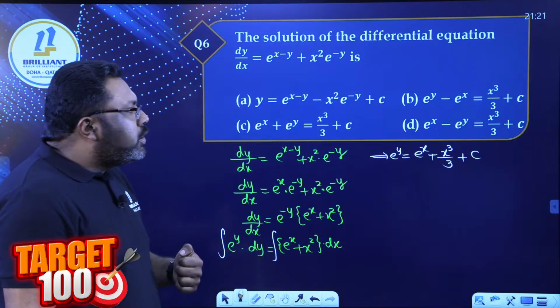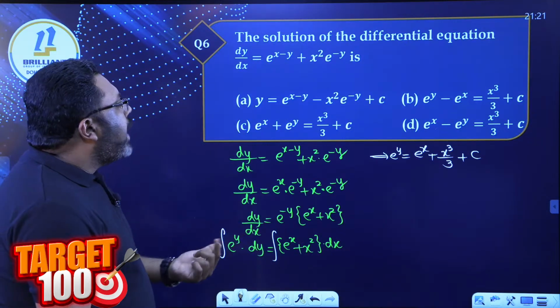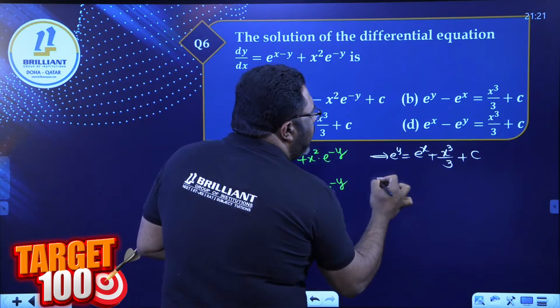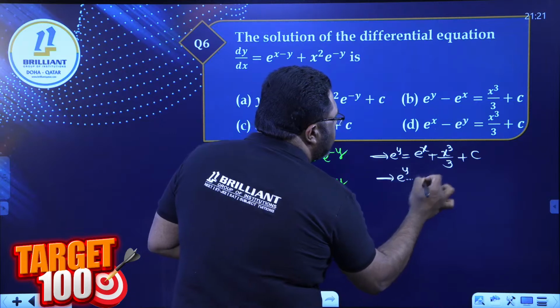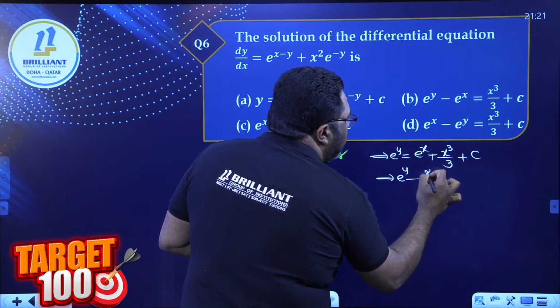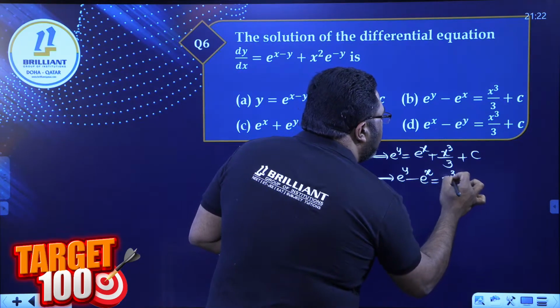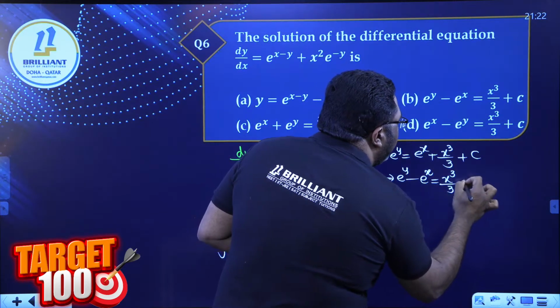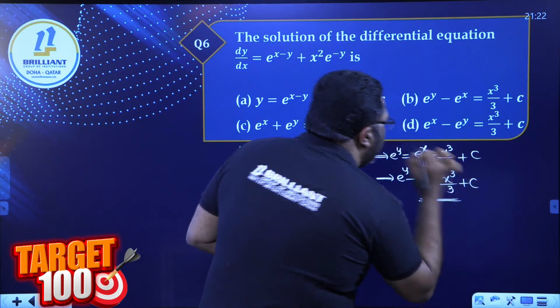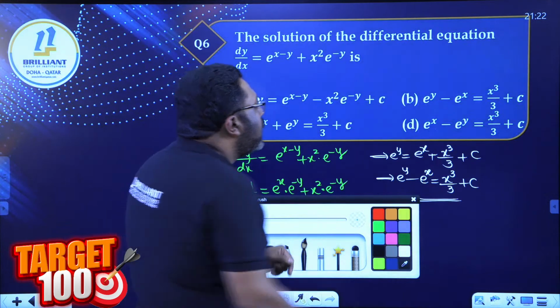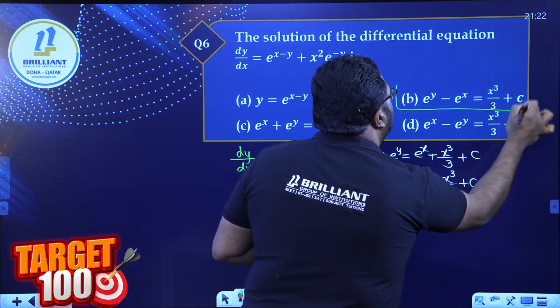Look at all the options. Do you see any option which matches our answer? Look at option B. If I make a simple arrangement like this, e raised to y minus e raised to x equals x cube by 3 plus c. Do you see this in option B? Yes, we can straight away say the answer is option B.